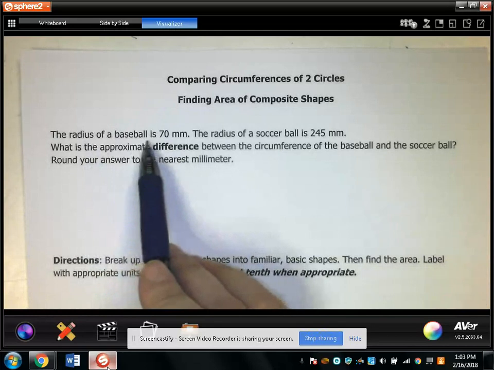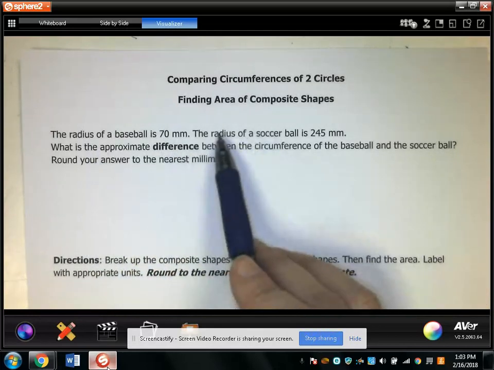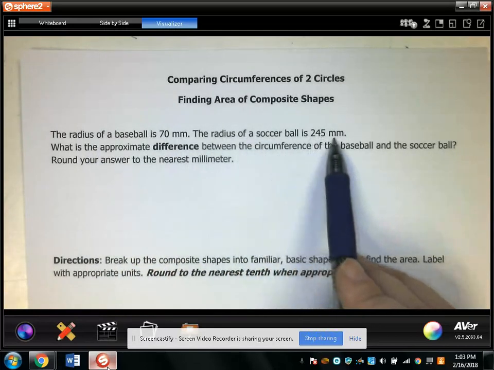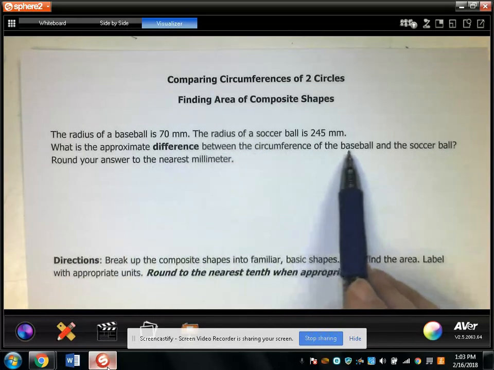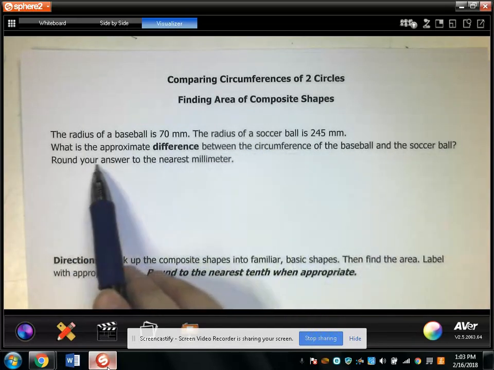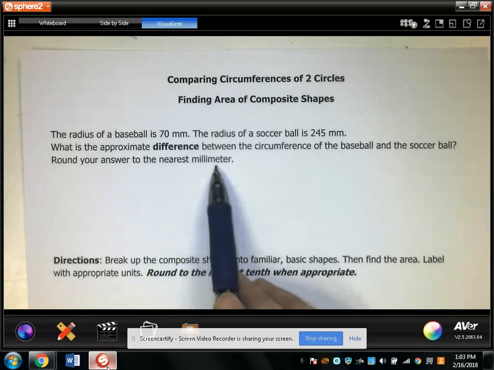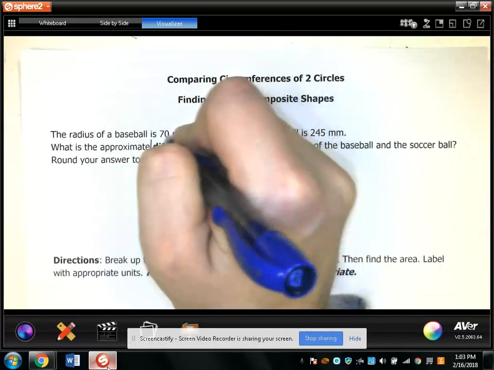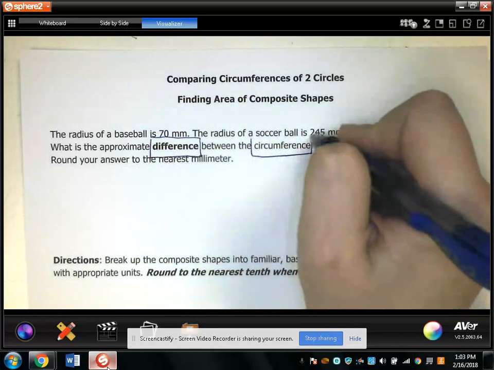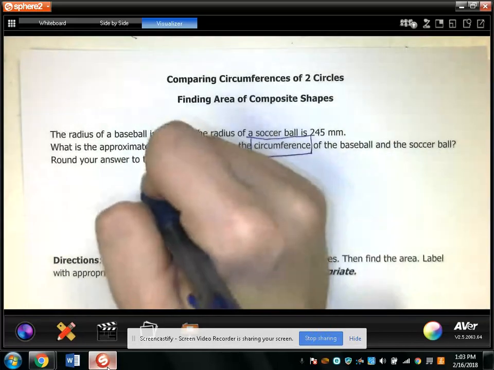The radius of a baseball is 70 millimeters. The radius of a soccer ball is 245 millimeters. What is the approximate difference between the circumference of the baseball and the soccer ball? Round your answer to the nearest millimeter. So they want me to find the difference, which means subtract, of the two circumferences. So I'm going to find the two circumferences first.